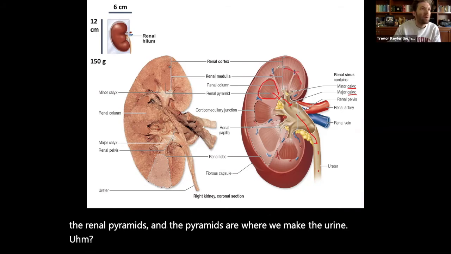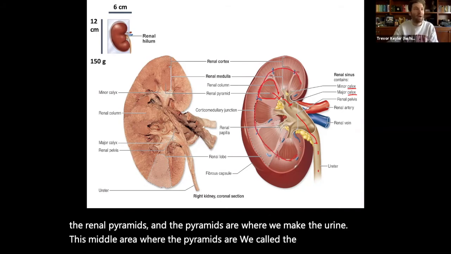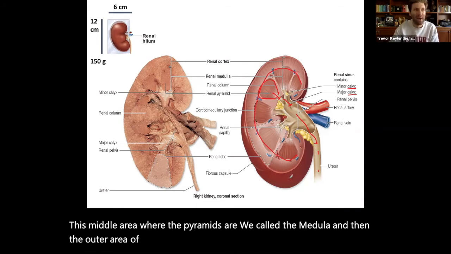This middle area where the pyramids are, we call the medulla. And then the outer area of the kidney, we call the cortex, cortex meaning shell.